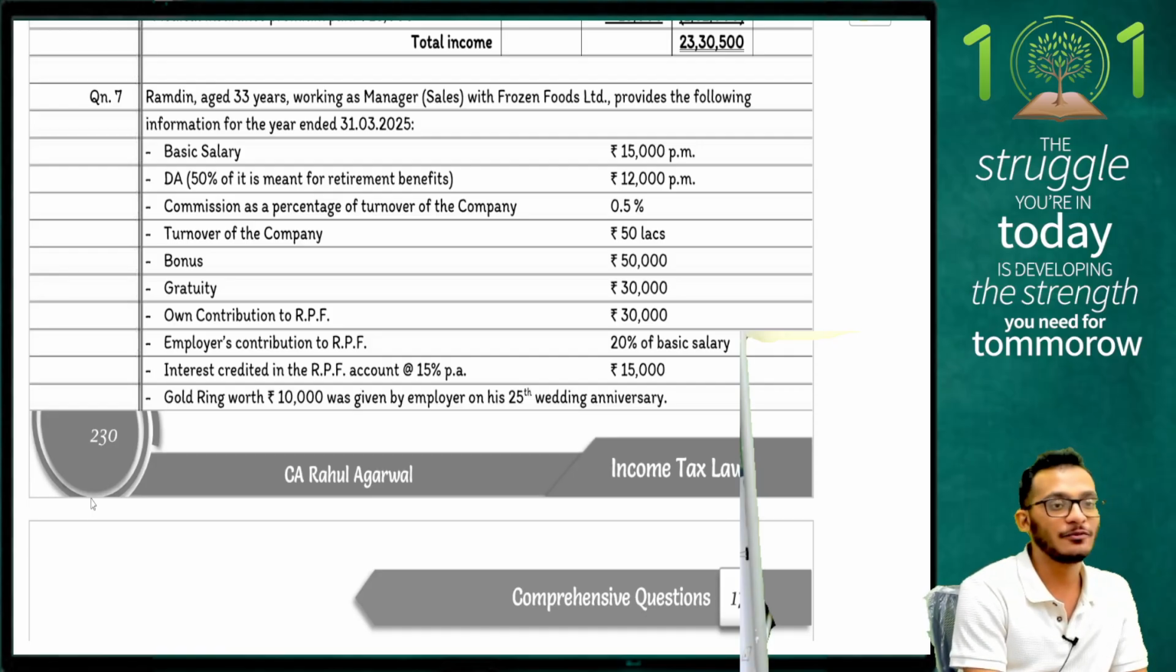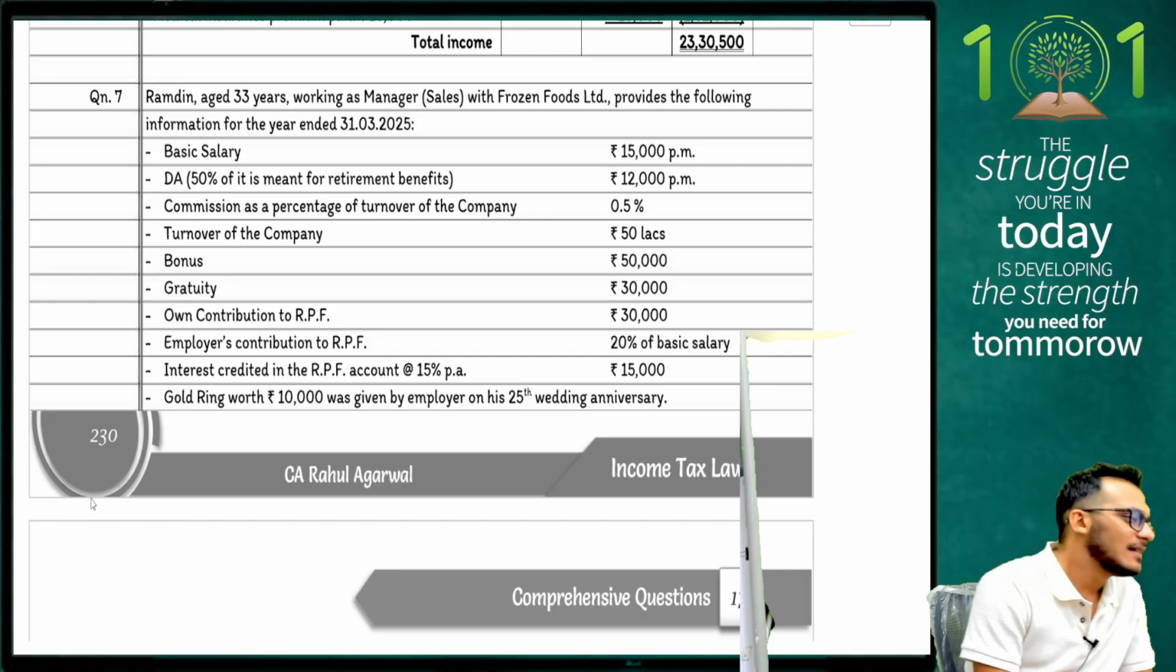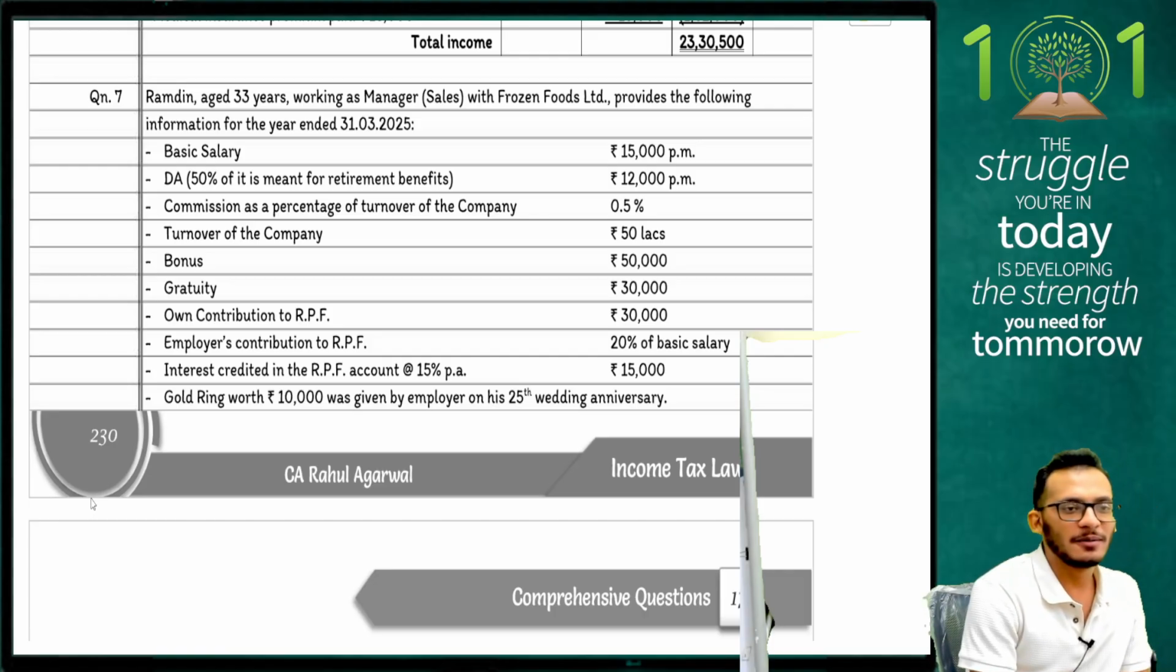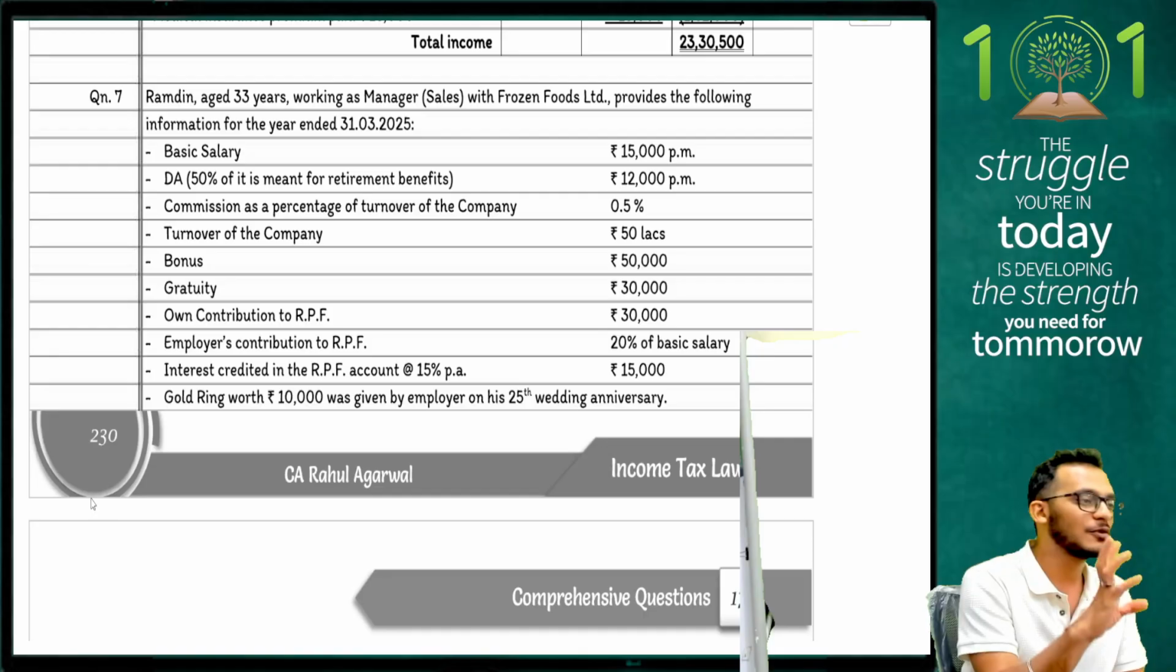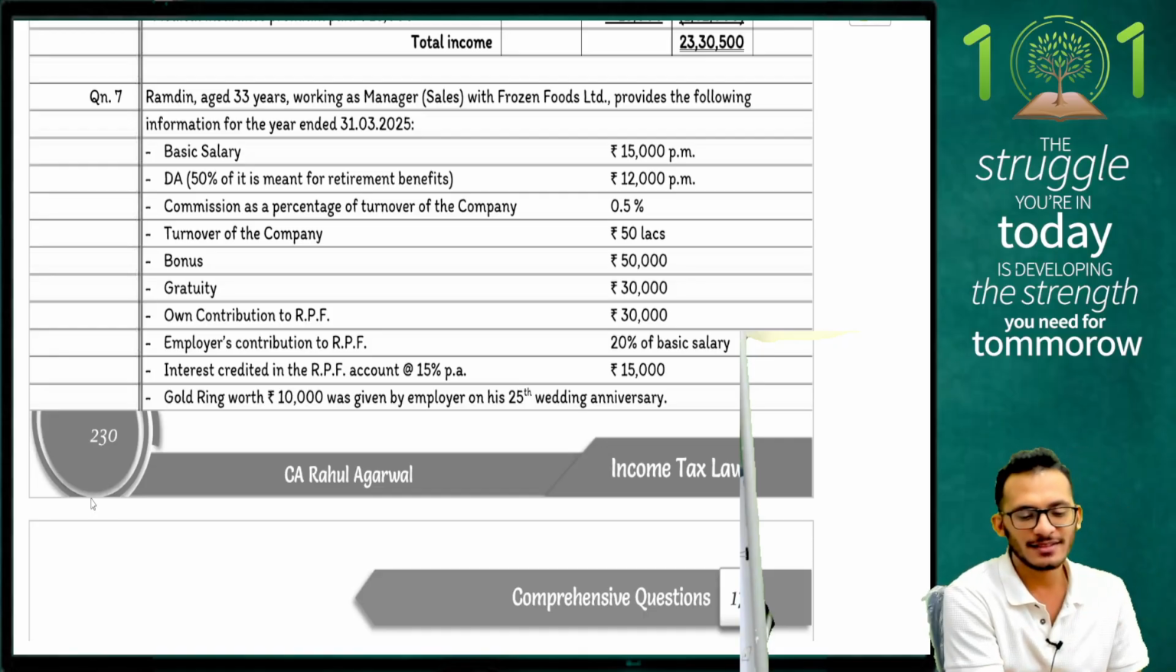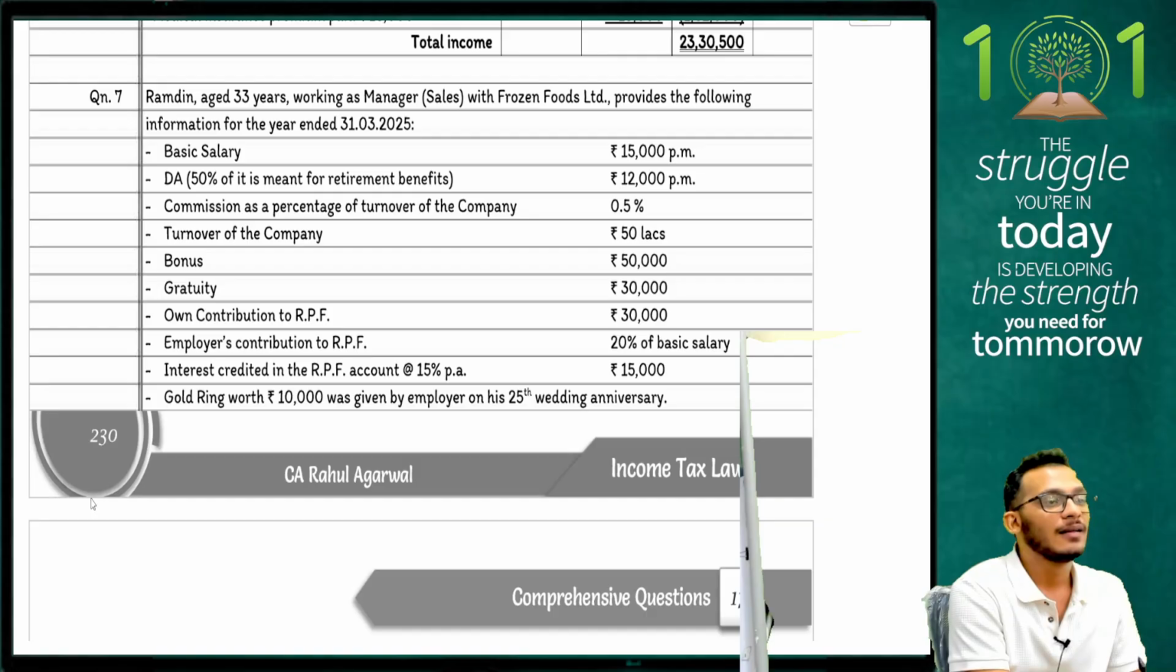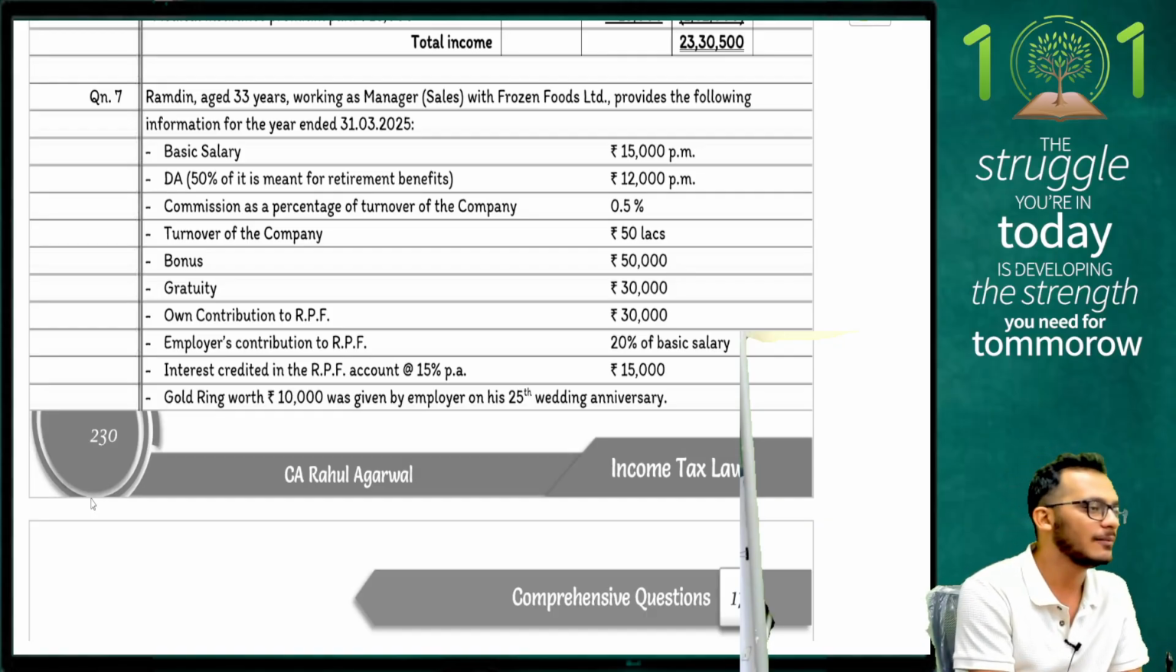Let's see if you're able to crack a full-fledged salary question. This question should be a little familiar to you if you have remembered it. Look at the question. It says, Ramdan, aged 33 years, is a manager in Frozen Foods Limited and has provided you the following information.